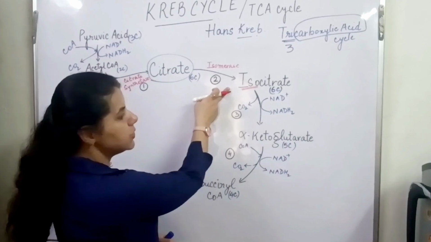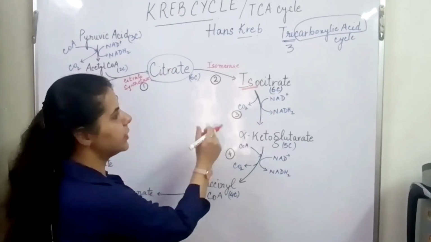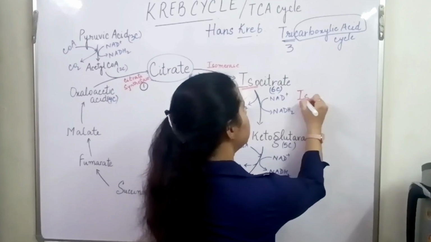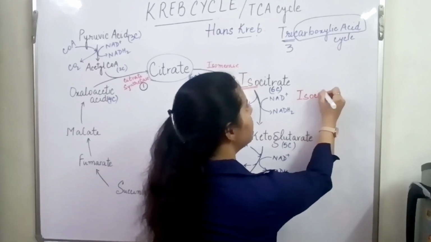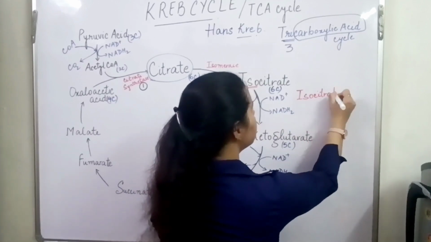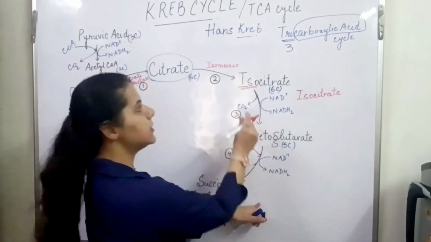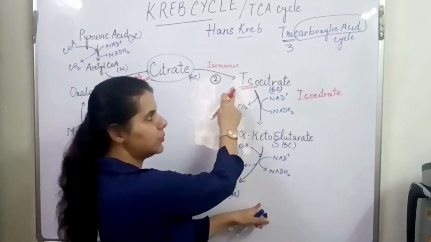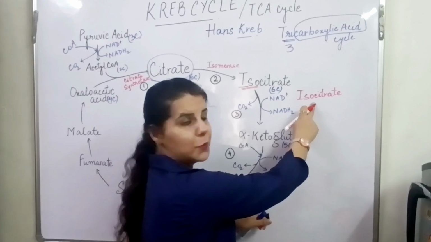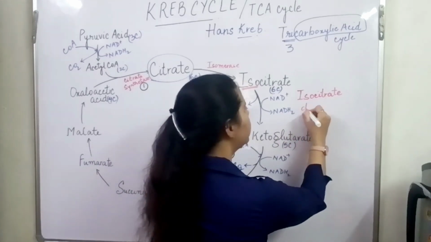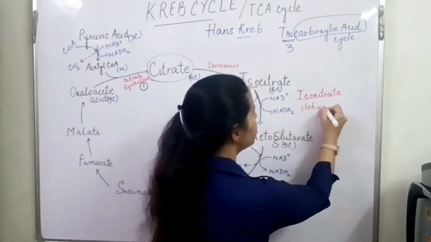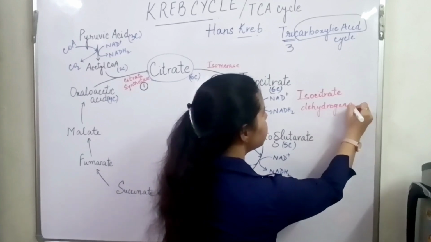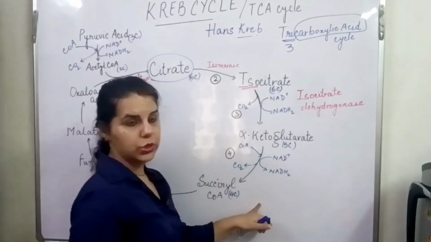Now from isocitrate to alpha ketoglutarate, which enzyme is working over here? So it is very easy to remember the names of the enzymes, because this is the substrate which the enzyme is acting upon, isocitrate. So the name starts from isocitrate. You just have to add dehydrogenase. That's it. The name of the enzyme here is isocitrate dehydrogenase.